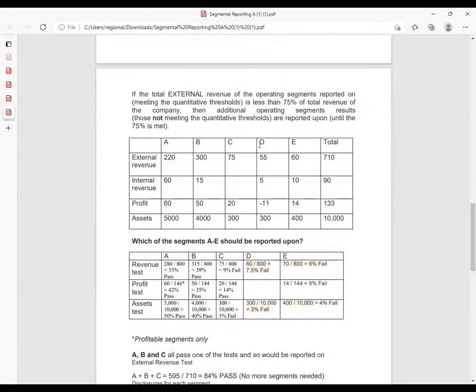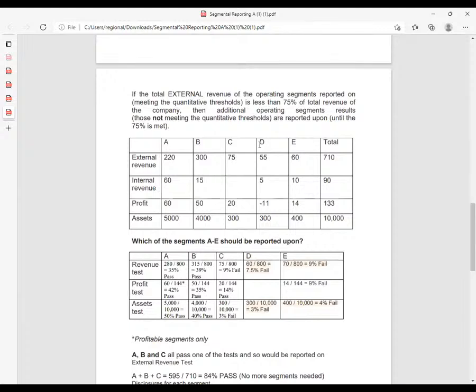I've got 5 departments being presented to me. I have external revenues and the internal revenues. Then I have profits. I have assets there. So I would want us, ladies and gentlemen, to do this pass test. Are we going to have A going in as a segment, or in this case here, a useless, very small segment?